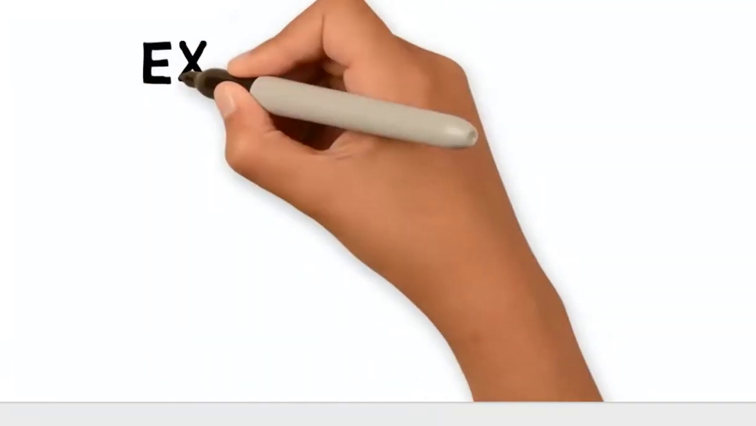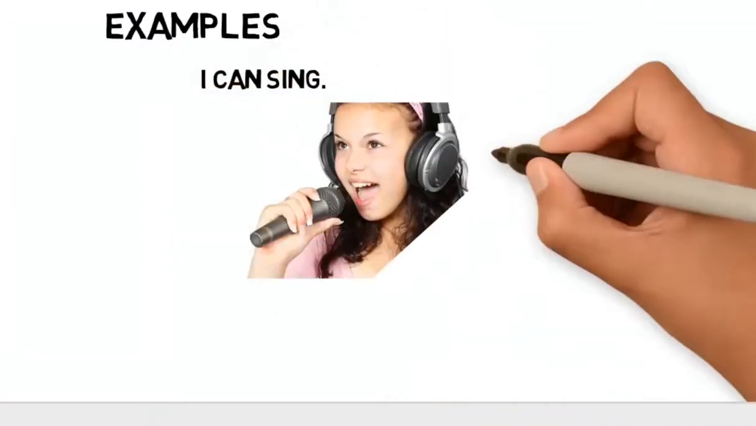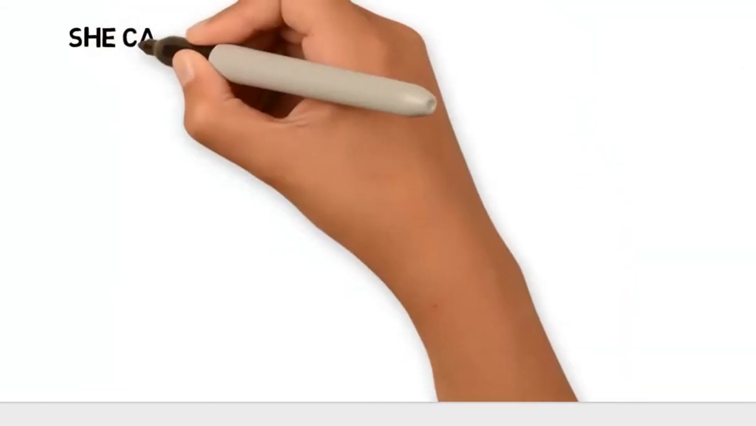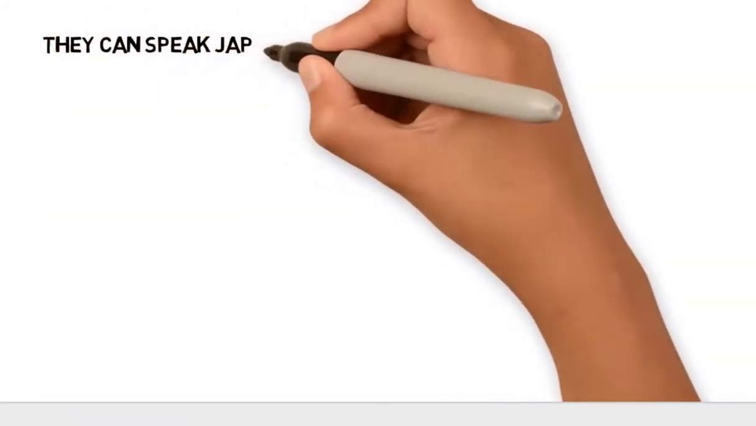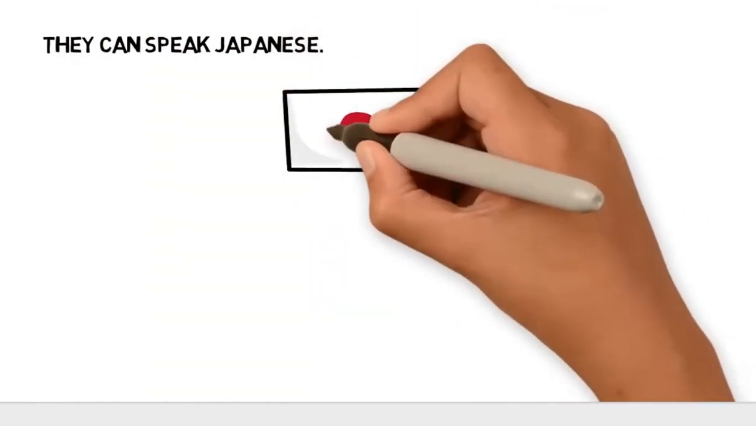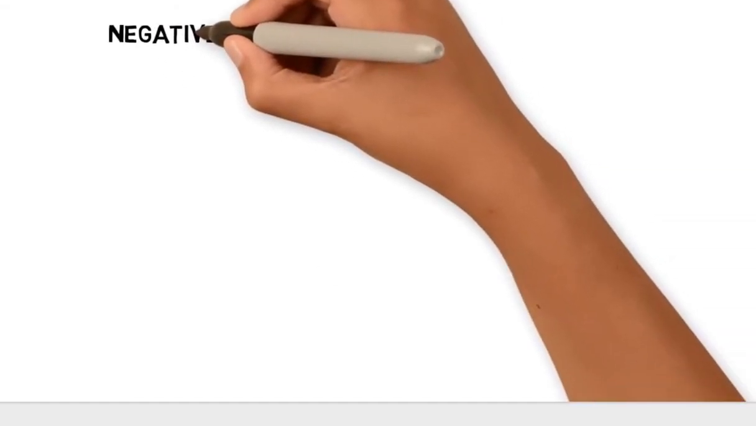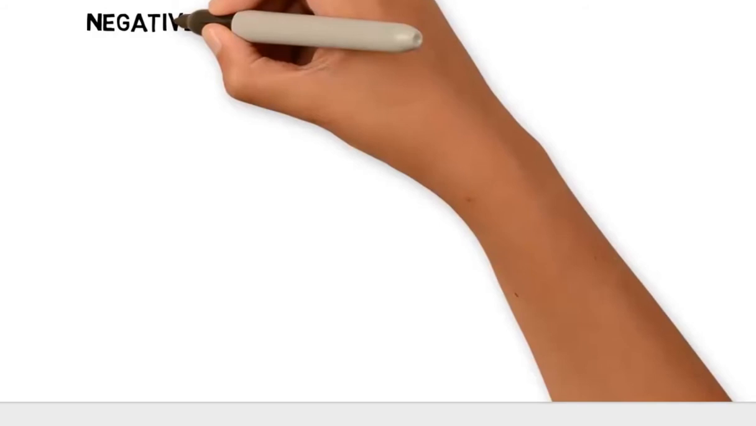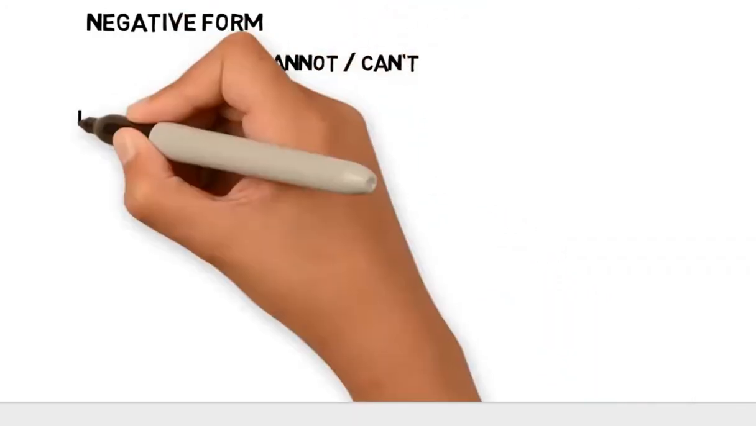Let's see some examples. I can sing. She can dance. They can speak Japanese. The negative form of can is cannot, or can't if you want to use the contraction.